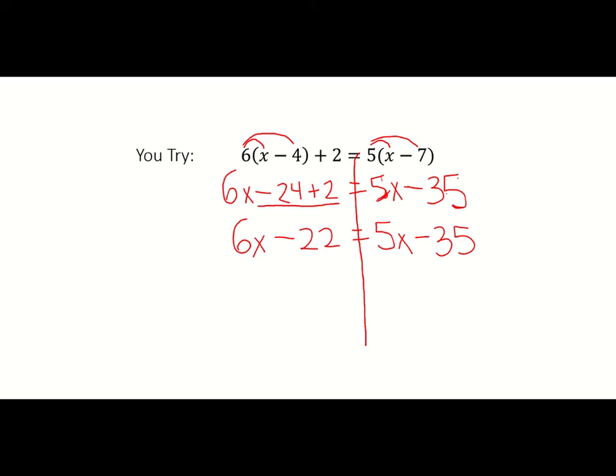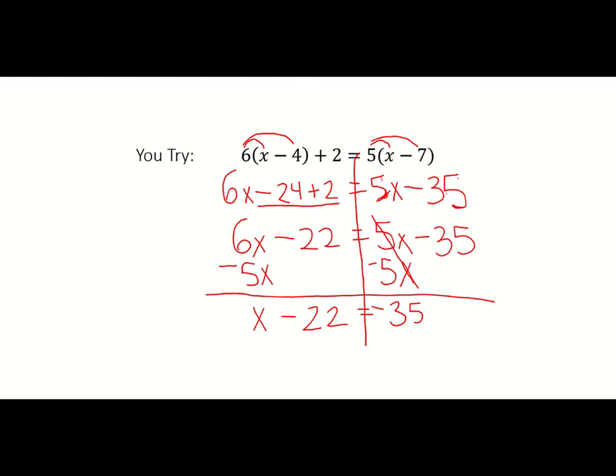Now that I have variables and numbers on each side with nothing else to combine, I'm going to get the variables on one side. So 6x versus 5x. 5x is smaller. So I'm going to subtract the 5x from both sides to get the variables on one side. I'm subtracting because it was originally positive. So I'll be left with negative 35. And 6 minus 5 is 1. So I have 1x, or just x, minus 22 equal to negative 35.